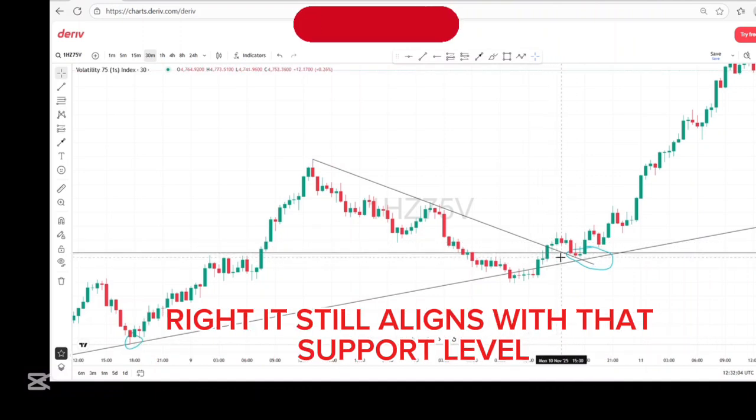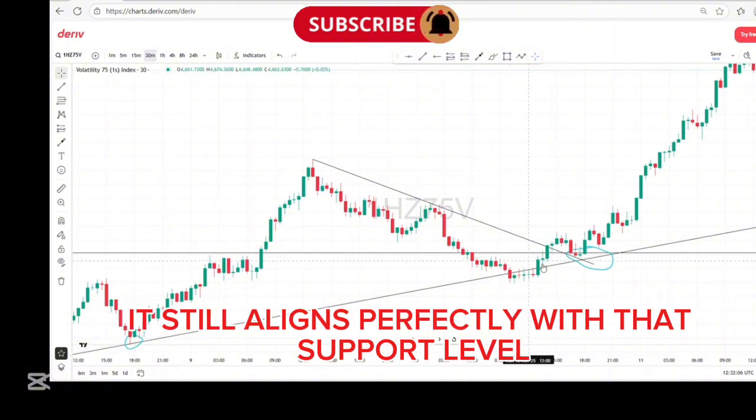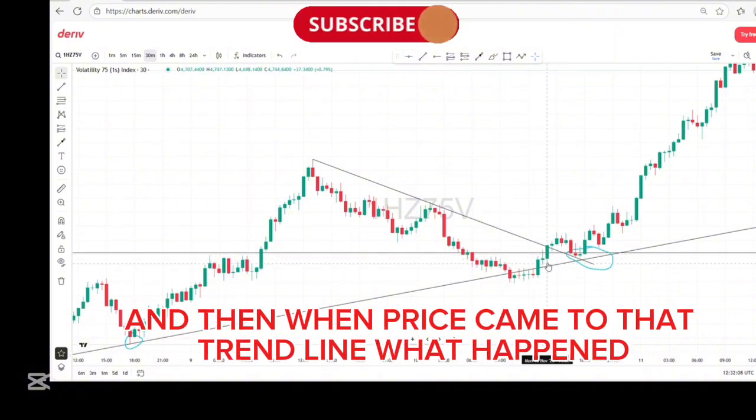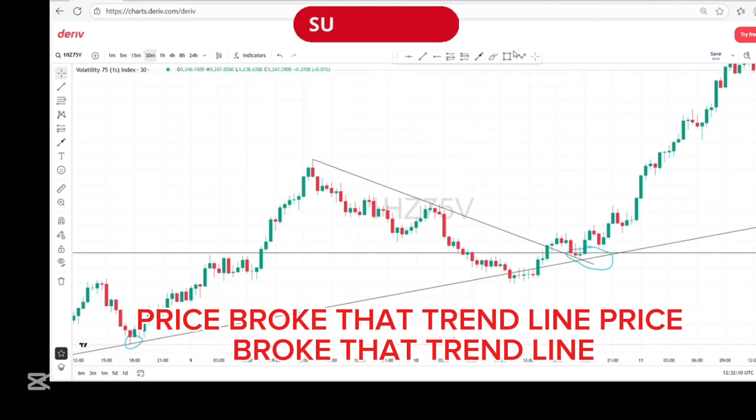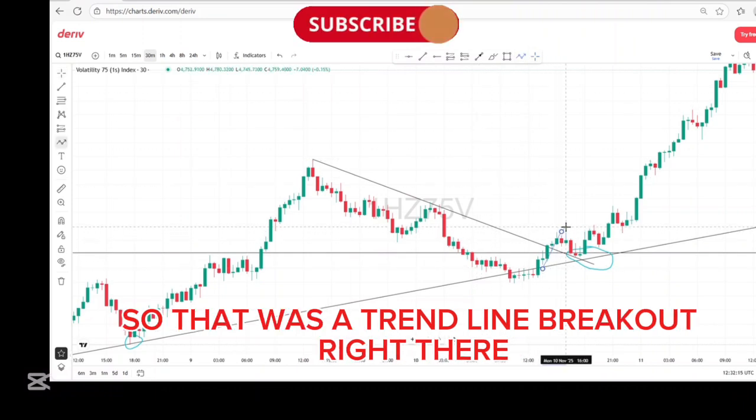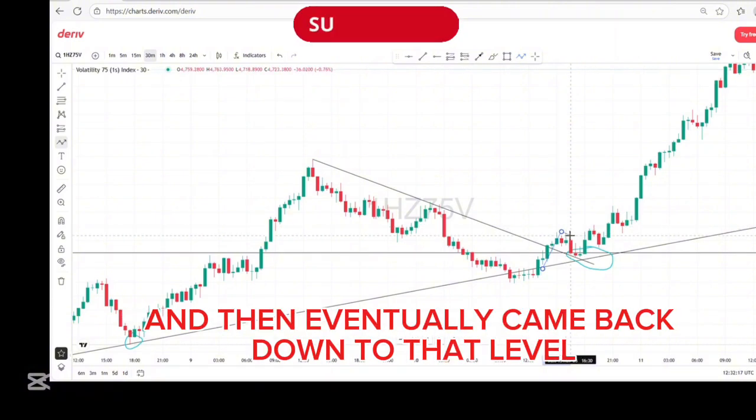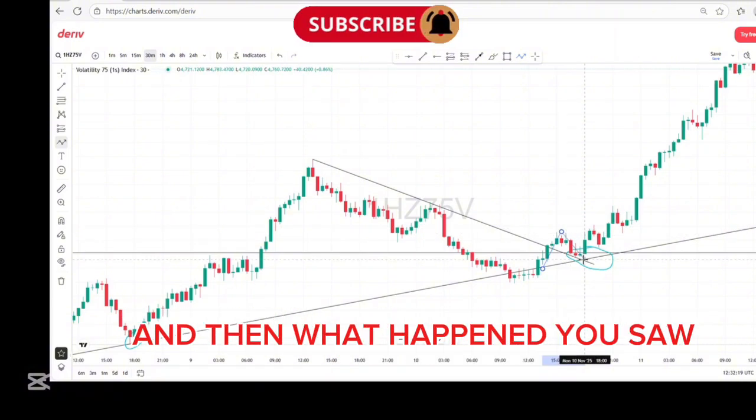It still aligns perfectly with that support level. And then when price came to that trend line, what happened? Price broke that trend line. So that was a trend line breakout right there. And then eventually it came back down to that level.